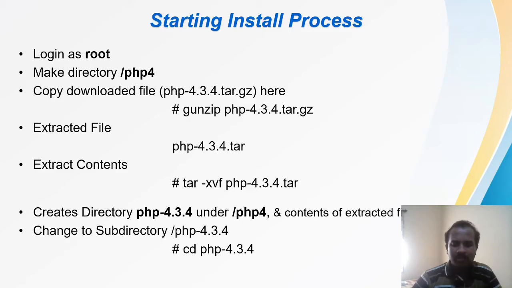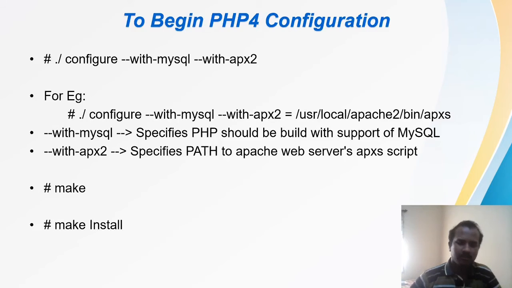Afterwards you have to change the directory. How to change into the directory? Just use the cd command: # cd php-4.3.4. At that time the control will be provided to the subdirectory, and in the subdirectory the installation files are there, so you can start the installation.